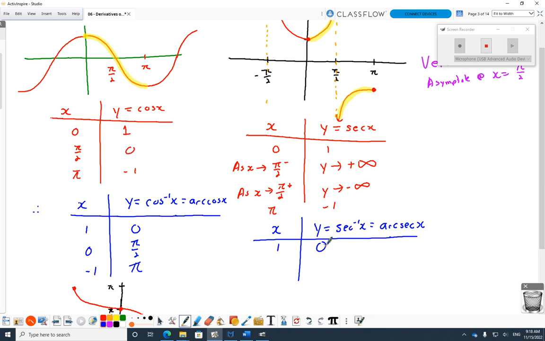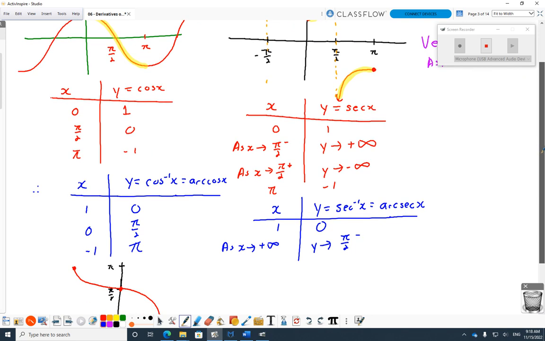As x goes to pi over 2 negative, y goes to infinity becomes as x goes to positive infinity, y goes to pi over 2 negative. And feel free to let that freak you out. Feel free to look at that and go, oh, I'm getting scared now. Wait till the graph comes together. This is great information. This is exactly what you need to write to be able to see what arc secant looks like.